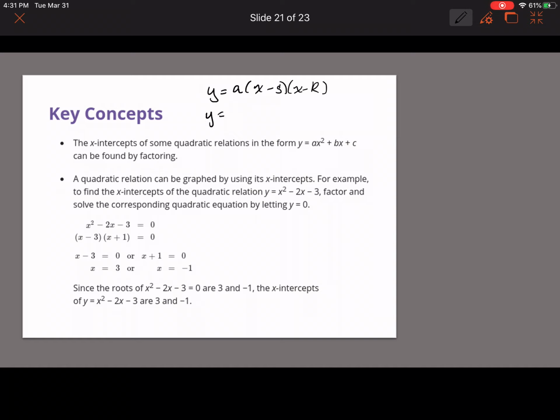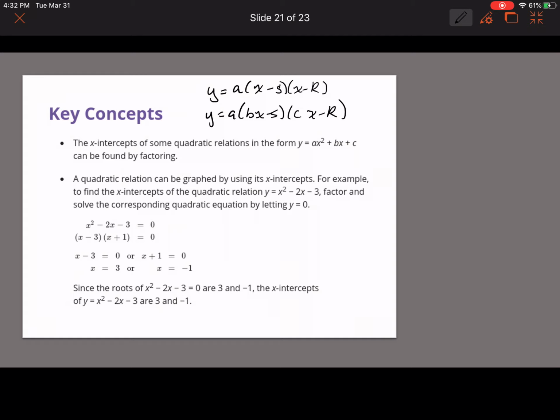Or sometimes it gets more complicated and we've got coefficients involved inside. So either way, no matter how complicated it looks, we can solve by using the factored form. A quadratic relation can be graphed by using its x-intercepts. For example, to find the x-intercepts of the quadratic relation y equals x squared minus 2x minus 3, factor and solve the corresponding quadratic equation by letting y equals 0.